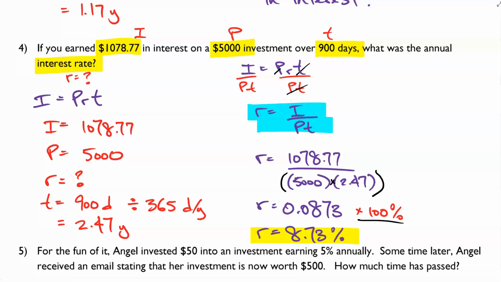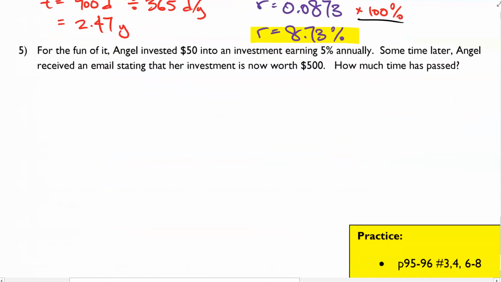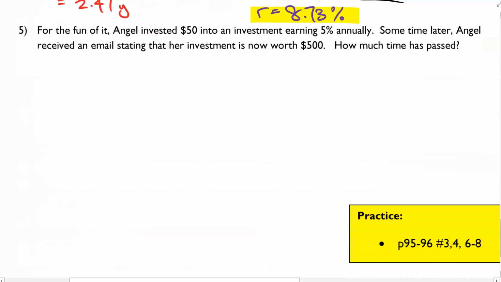We got one more question to do. Let me see if I can just set it up for you. It says, for the fun of it, Angel invested $50 into an investment earning 5% annually. Sometime later, Angel received an email stating that her investment is now worth $500. How much time has passed? Okay, I want to know that time in years, but I want to know how much time has passed.